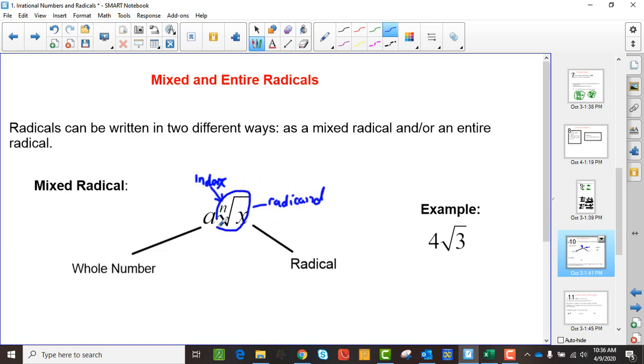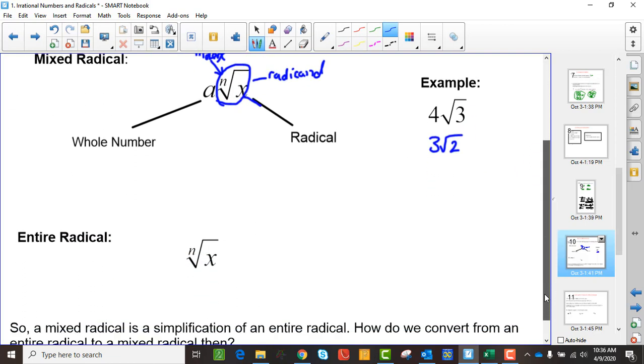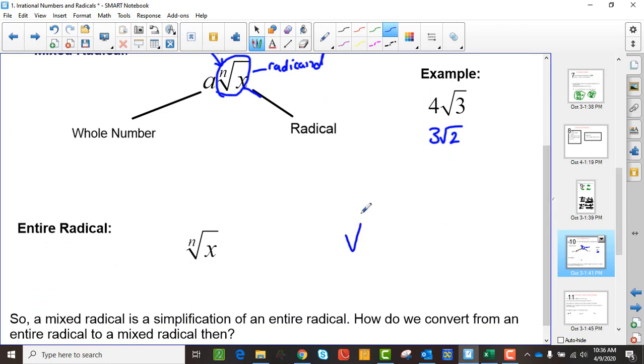Now when you have a mixed radical, what you have is a radical, that's what this whole thing is here, and then you have a whole number out in front of it. So for example, 4 root 3 or 3 root 2 or something like that. That's a mixed radical. And then an entire radical is just a radical like the 4th root of 25. So a mixed radical is actually a way of simplifying an entire radical.